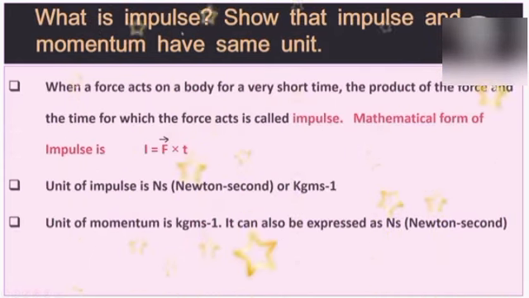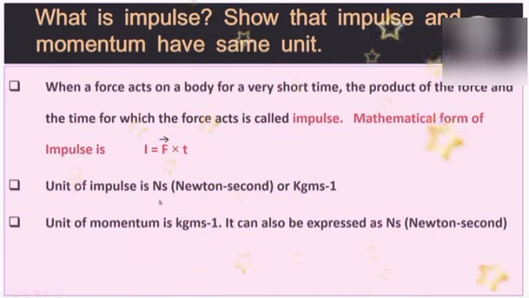What is impulse? Show that impulse and momentum have the same unit. When a force acts on a body for a very short time, the product of the force and the time for which the force acts is called impulse. The formula of impulse is I equals force into time.